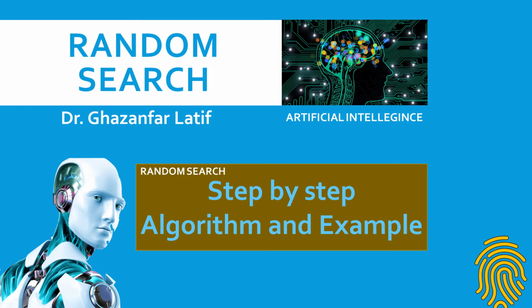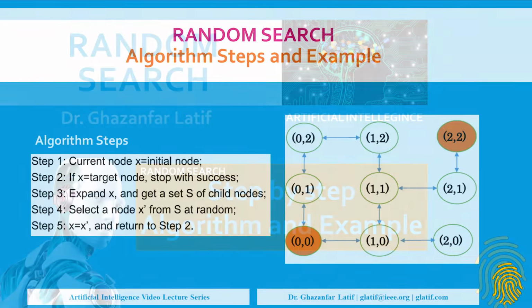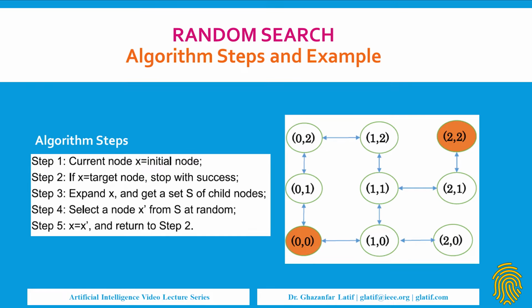We are going to cover the algorithm of random search. We are going to cover 4 algorithms in this chapter and 2 or 3 algorithms in chapter number 3. All the algorithms consist of 5 steps, but each step's process will change. Over here we have an initial node and a target node. The initial node is 0 0 and the target node is 2 2.